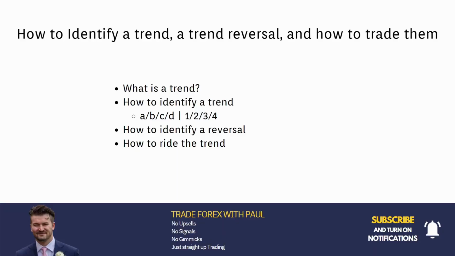So let's jump into the presentation part of how to identify a trend reversal, and also how to trade them. This part will be quite quick, and then we'll jump into the actual charts to show you the demonstration. But first of all, we're going to go through what is a trend, how to identify a trend using the ABCD or the 1, 2, 3, 4, or the high, low, higher high, higher low. Then we're also going to learn how to identify a reversal, and we're also going to find out really briefly how to ride the trend.